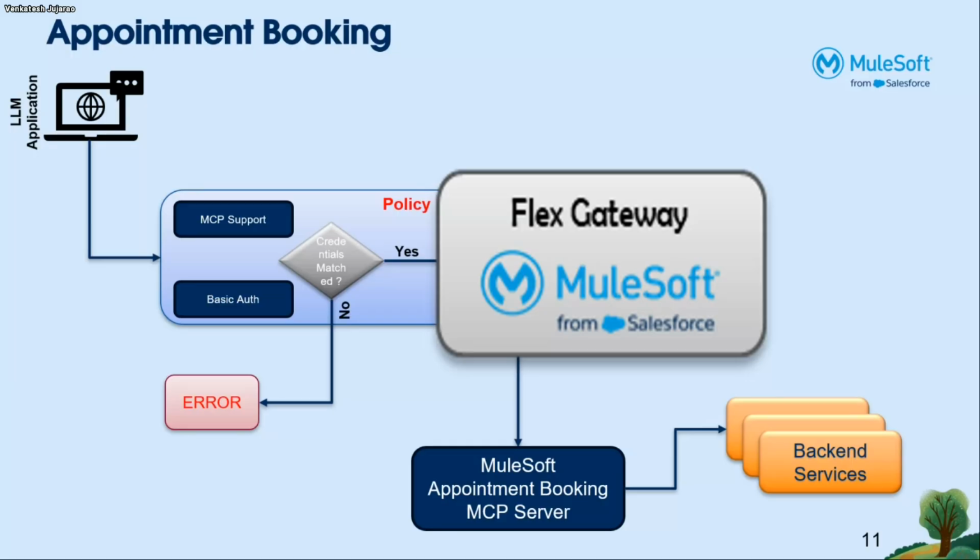To enable that long-living streaming mechanism, we need to apply this MCP support policy. If we don't apply it, we will get a connection timeout in some situations. It is always recommended in the MuleSoft documentation to apply this MCP support.